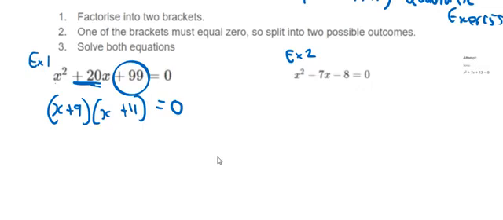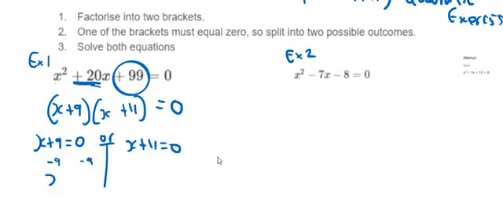So either x plus 9 equals 0, or, and this is where we split then, x plus 11 equals 0. One of those things has to be true. Either x plus 9 equals 0 or x plus 11 equals 0. Therefore, because x plus 9 equals 0, we get a little one-step equation there. So minus 9, minus 9. So x has to be equal to minus 9.